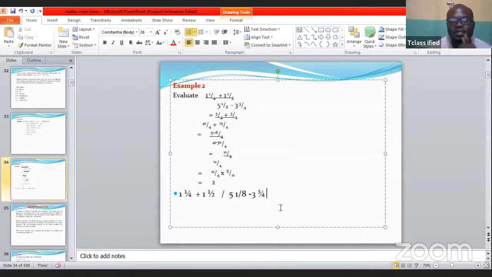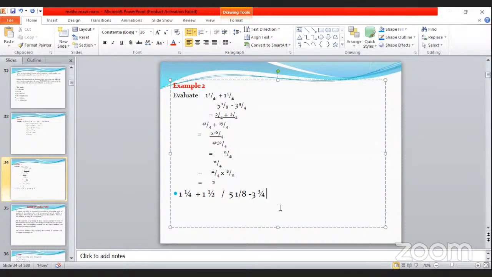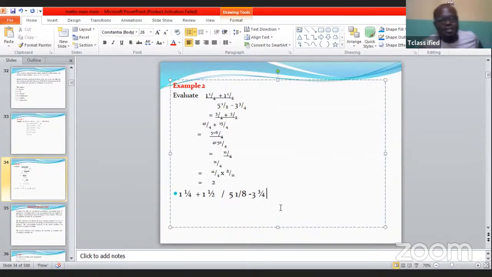I don't know whether this one is clear. Oluwaseyi, is this one clear? Yes, sir. Okay. So solve this. Let's see. Solve it and tell me the answer. Then tell me how you've gone about doing it.